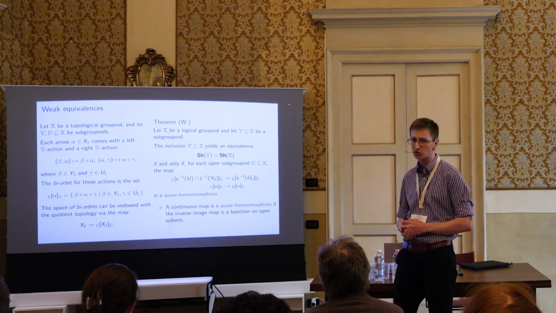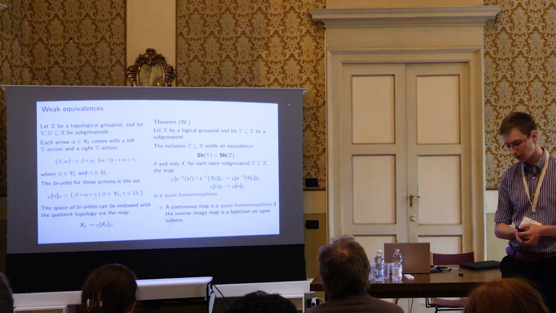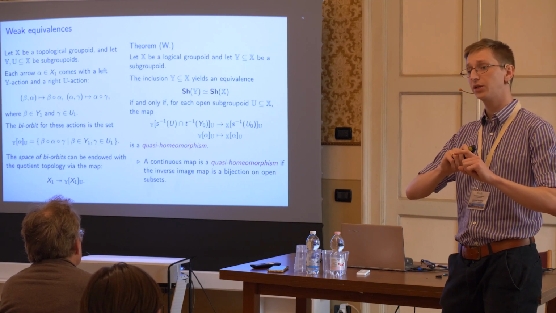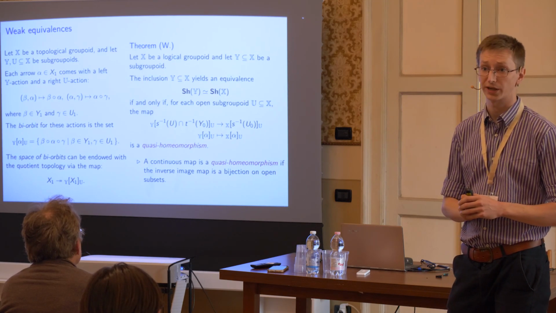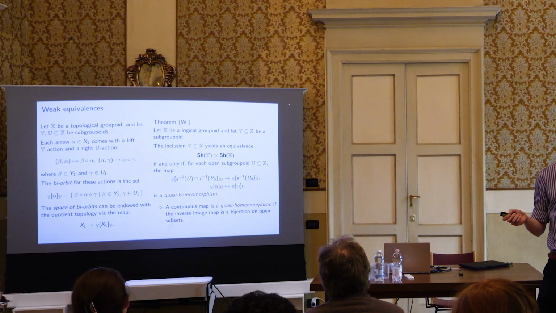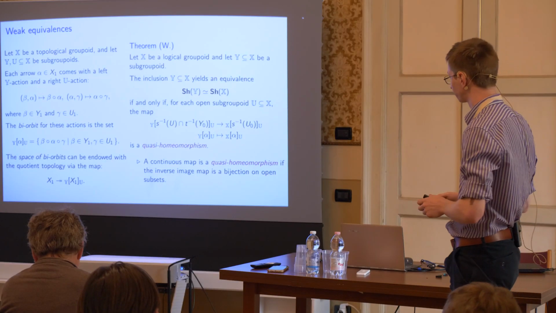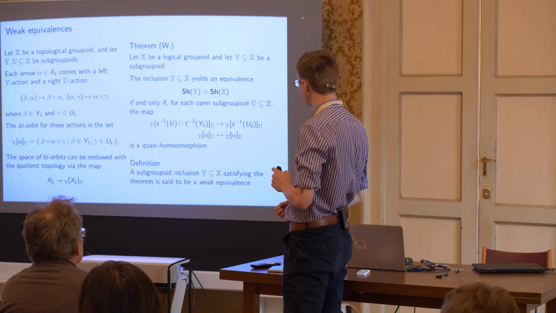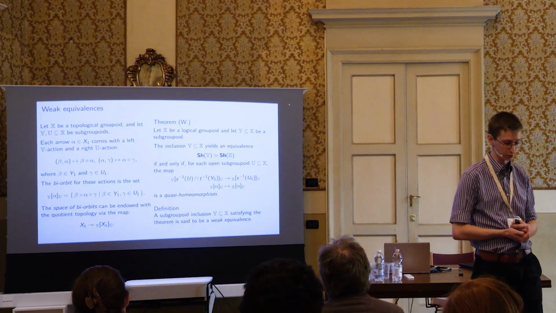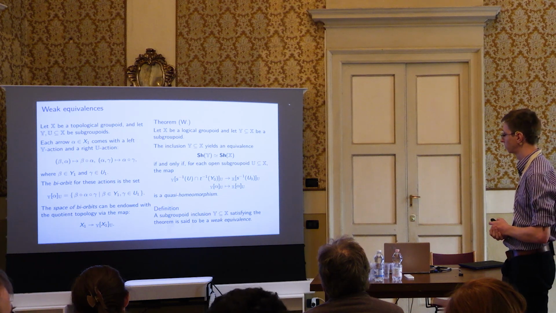And a quasi-homeomorphism, the name should suggest it's almost like a homeomorphism. It's a continuous map where the inverse image acting on opens is a bijection. So if these spaces were sober, that would be equivalent to being a homeomorphism. These quotient spaces tend not to be sober. Okay. And so any such continuous inclusion of a topological subgroupoid satisfying these hypotheses we'll call a weak equivalence.